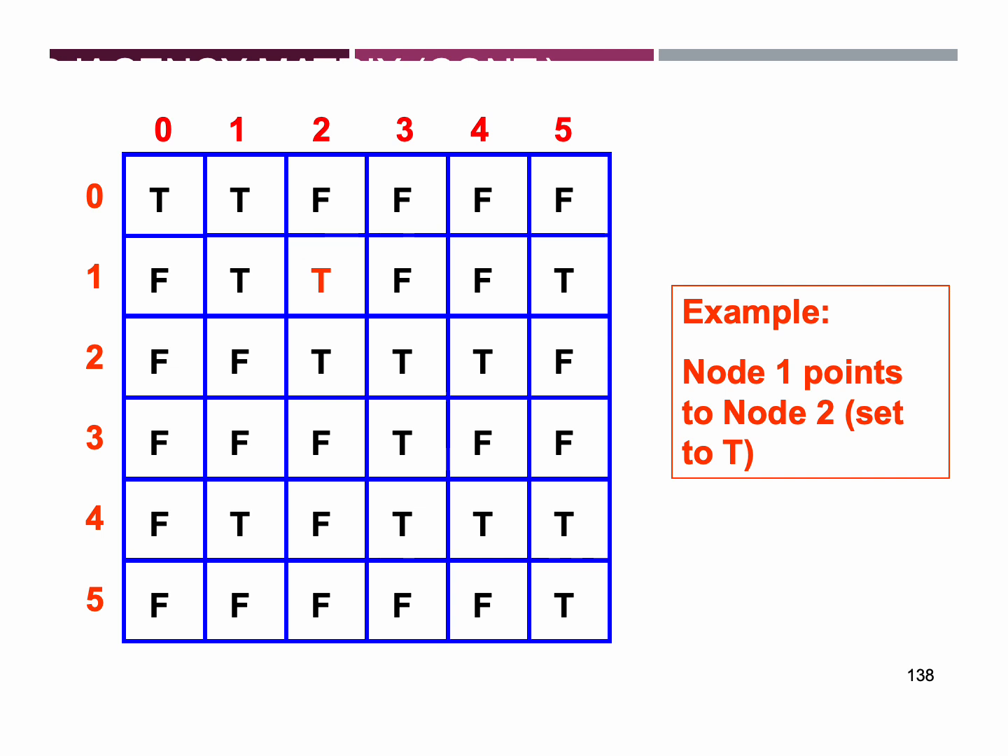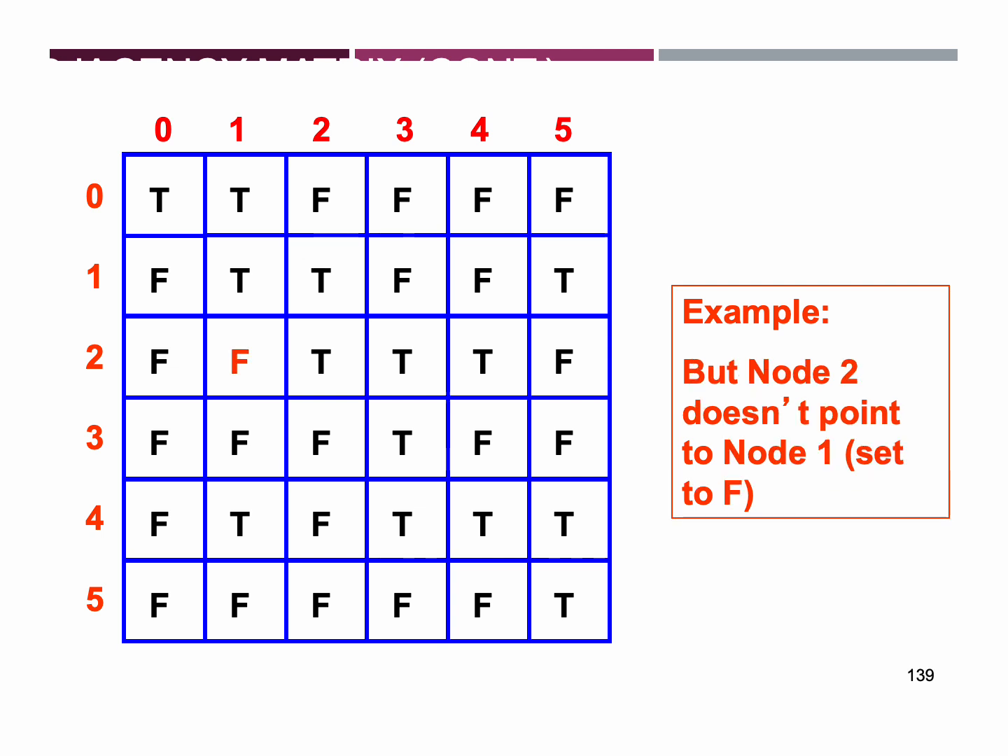So for example, node 1 points to node 2, set to T. Now if you look at here, node 1 points to node 2. So we have T here, we found T. This is the T, this is the connection we found. Then node 2 doesn't point to node 1, so it is false. So node 2 from the left, node 2 is not pointing to node 1, so it is false.